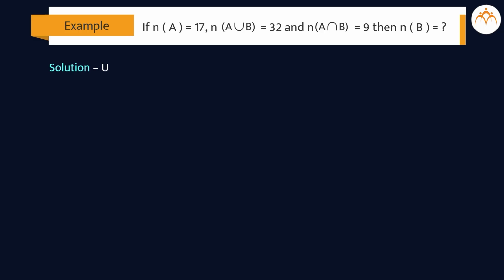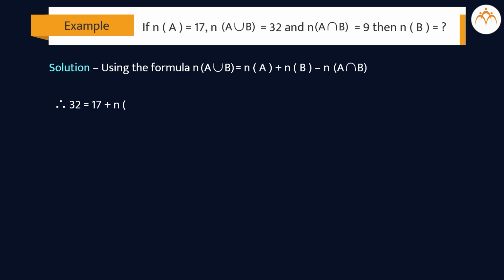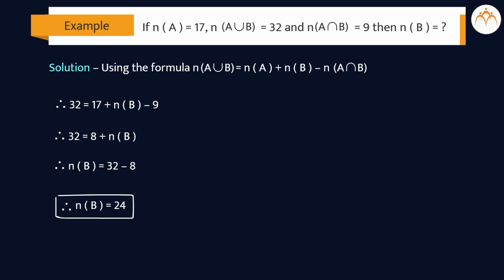Solution: using the formula n(A union B) equal to n(A) plus n(B) minus n(A intersection B) gives us 32 equal to 17 plus n(B) minus 9. Therefore, 32 equal to 8 plus n(B). Therefore, n(B) equal to 32 minus 8. Therefore, n(B) is equal to 24.